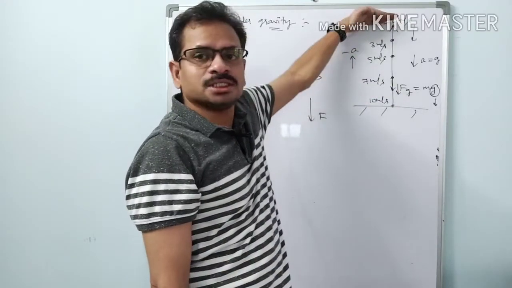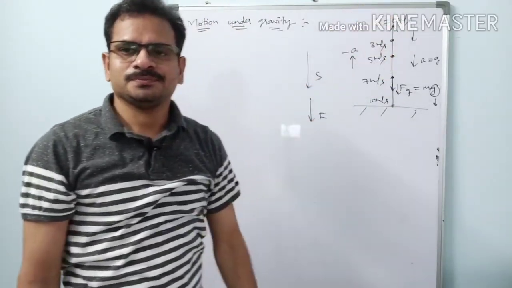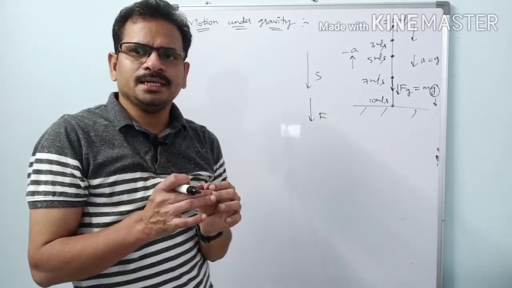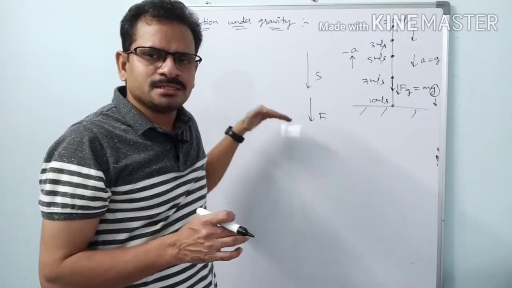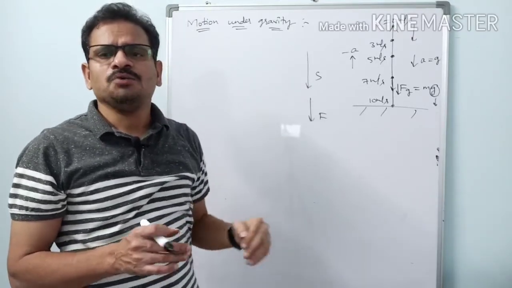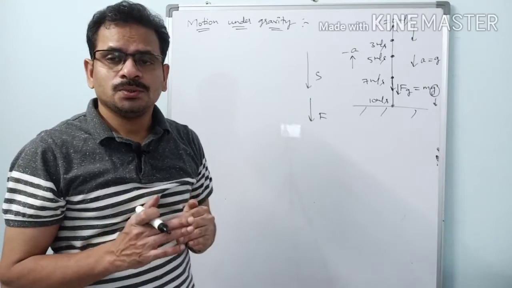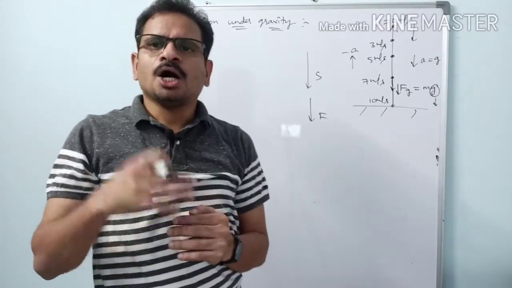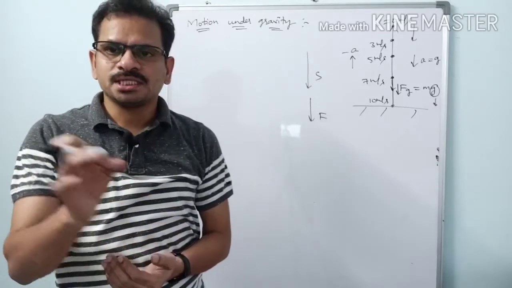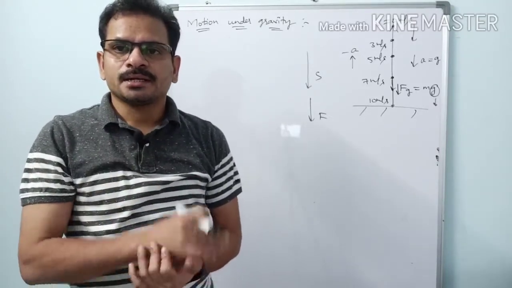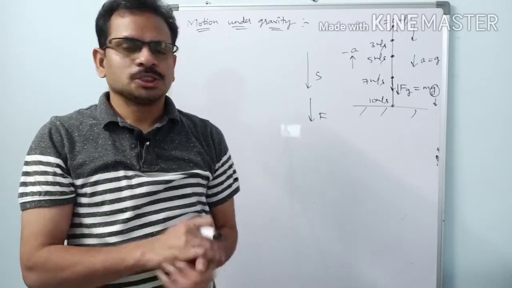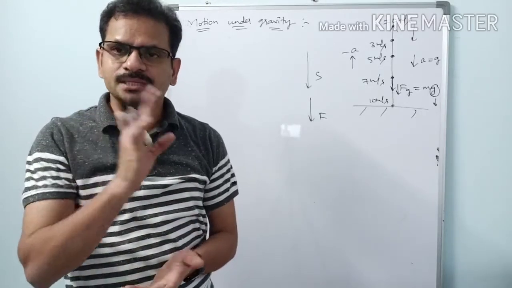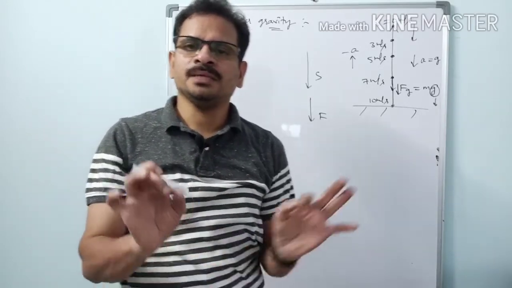A body which is thrown up has motion in two directions: one is upward motion, another is downward motion. So here the problem arises. We cannot directly apply the kinematic equations, S equals ut plus half a t square, and so on. We have to consider sign convention. The problem is how to assign sign convention. Students generally commit petty mistakes regarding sign convention. So in this video I am going to make it very simple.